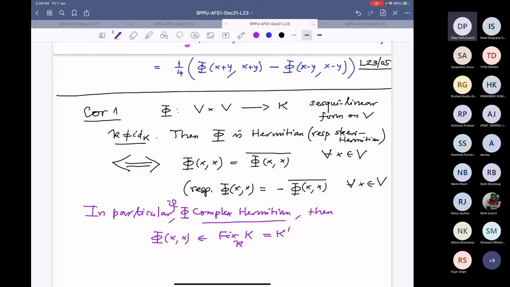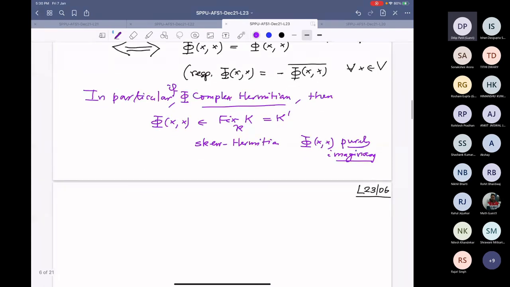Similarly, write down the statement for skew Hermitian. The values are purely imaginary. And this theorem also makes sense for arbitrary k with non-identity involution. All right, and the next corollary will be for the other case when kappa is identity.